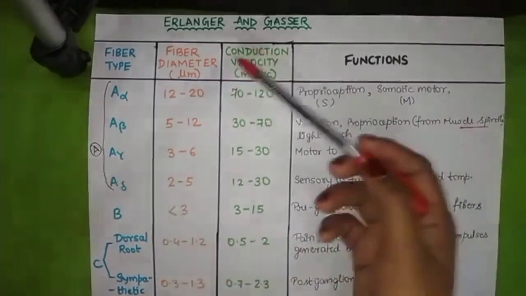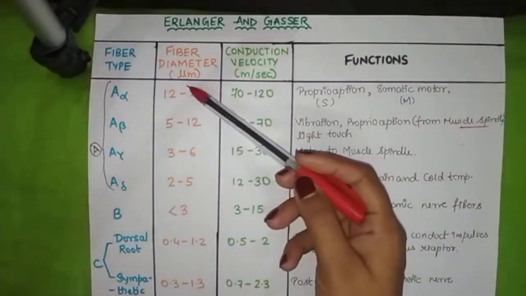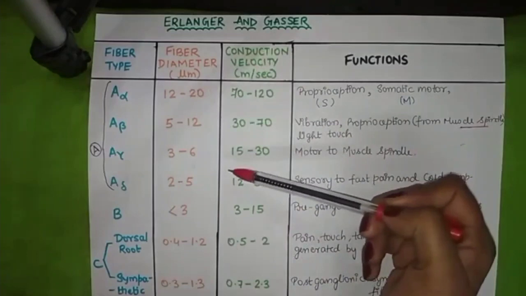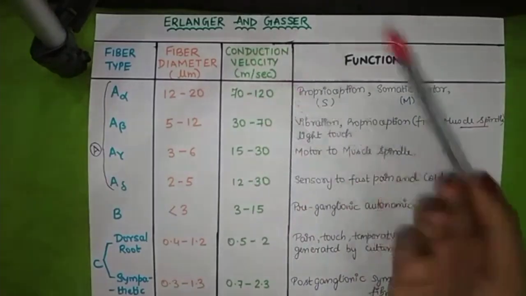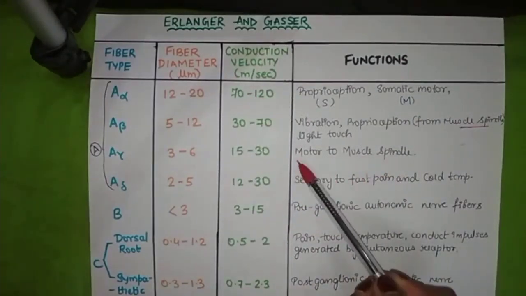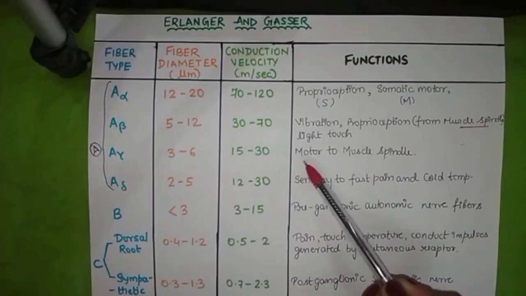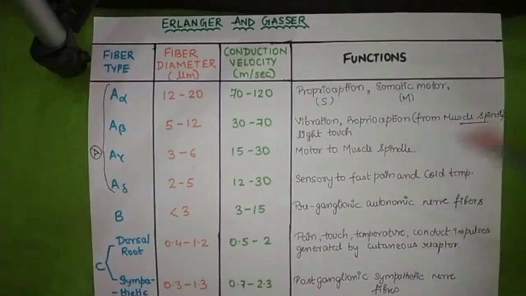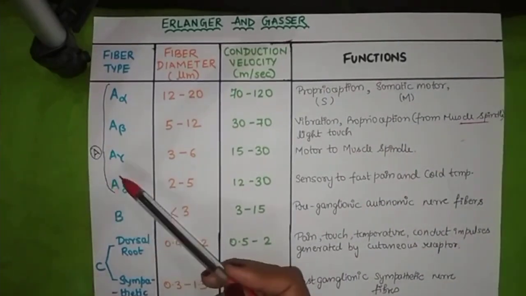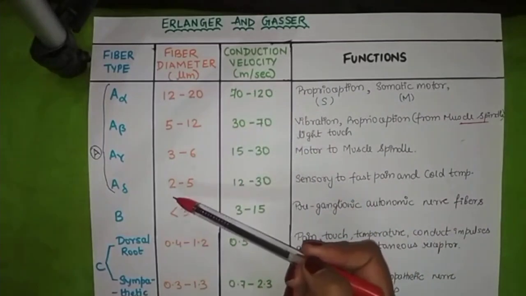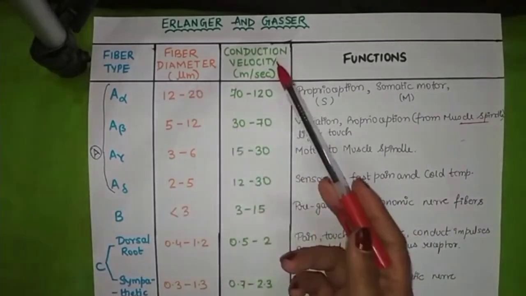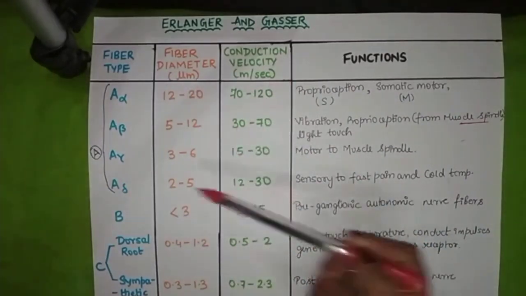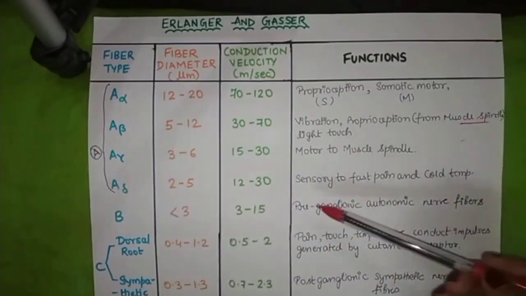A gamma, its fiber diameter is 3 to 6 micrometer. Its conduction velocity is 15 to 30 meter per second and it is purely motor. It gives motor signal to muscle spindle. Muscle spindle, it is again for length of muscle fiber. Then we have A delta. Its fiber diameter is 2 to 5 micrometer and its conduction velocity is 12 to 30 meter per second. And A delta is purely sensory.